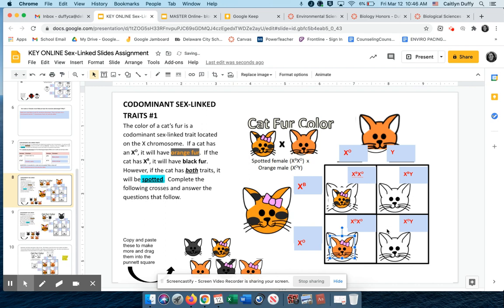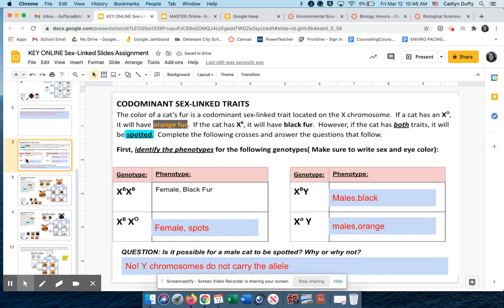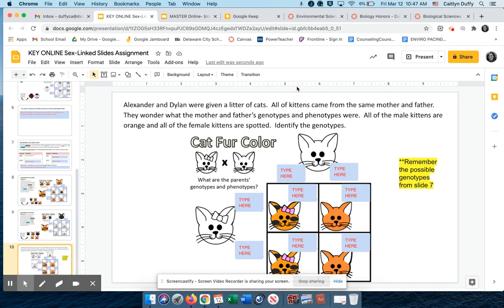Here we have two males, okay? X^B is going to be a black male, and X^O is going to be an orange male. And once again, go back to those genotype and phenotype charts and fill that out to help you, okay? Now, what I would like to do is I'm going to do one more, and this last problem I want you to do on your own, okay?